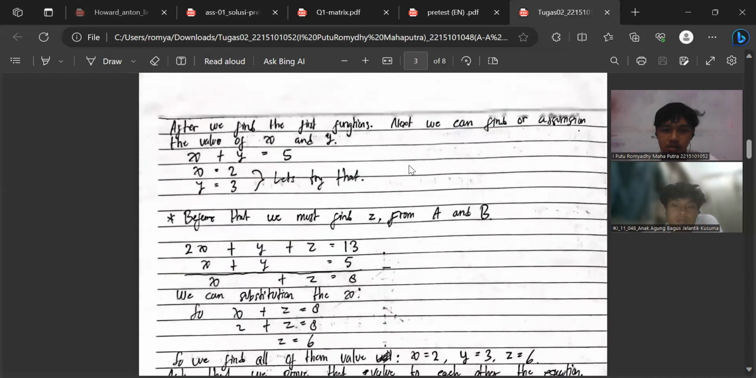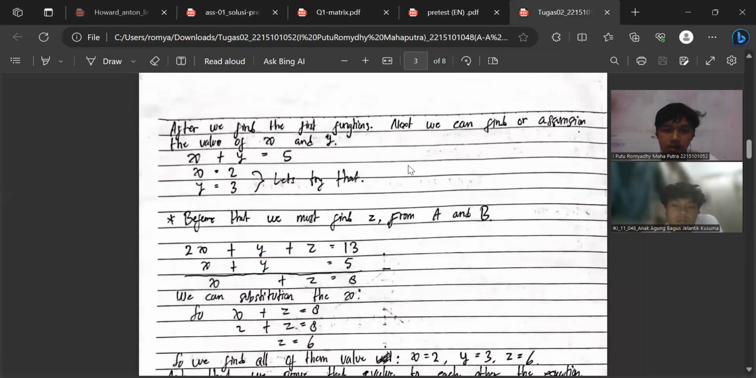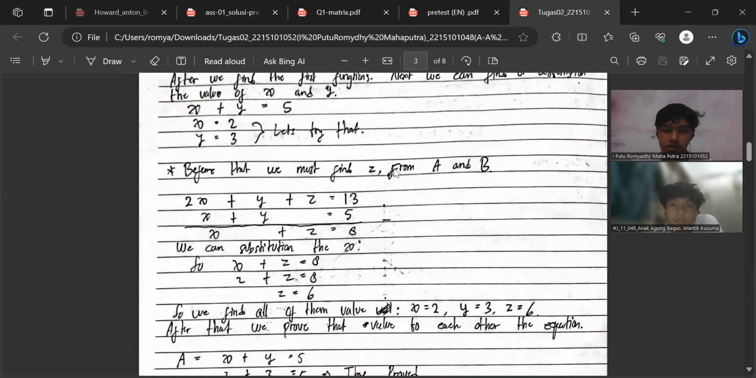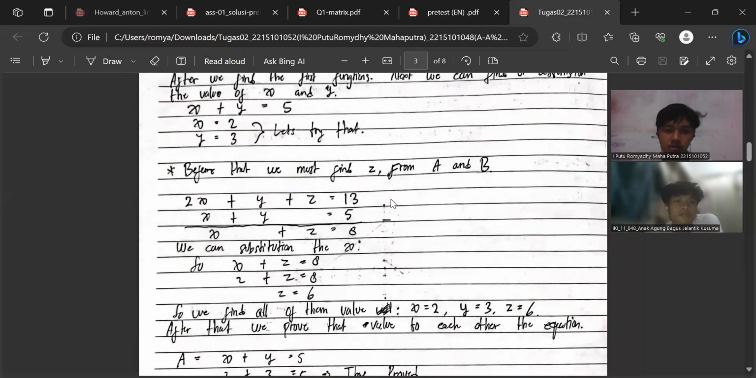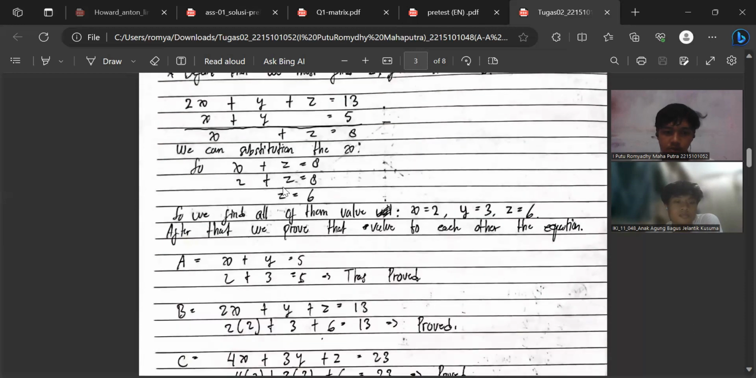So we try to prove that. In here I assume that x is equal to 2 and y is equal to 3, and then after that we must find the z with equations a and b. Then we found that x plus z equals 8, and then we substitute x equal to 2, so 2 plus z is equal to 8, and then z is equal to 6.